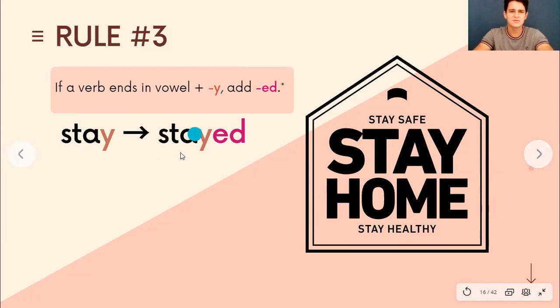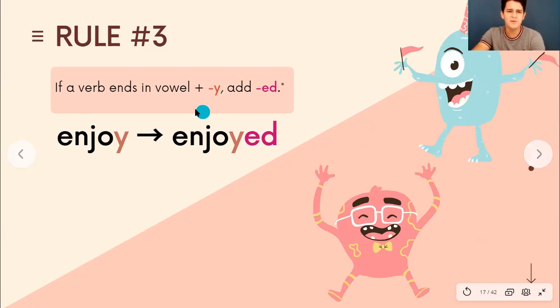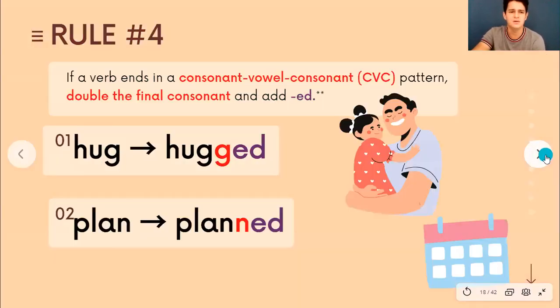Stay, stayed. Remember, not consonant. Vowel and Y, nothing happens. No cambia nada. No quito la Y, la dejo igual porque es vocal más Y. Cuando es consonante más Y, sí cambia. Okay? So when it's vowel plus Y, it doesn't change, just the ED. Next. If a verb ends in vowel plus Y, then you add the ED, okay? Nothing happens. You don't change anything. Enjoy, enjoyed, okay?